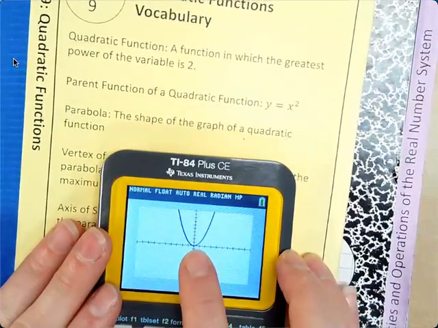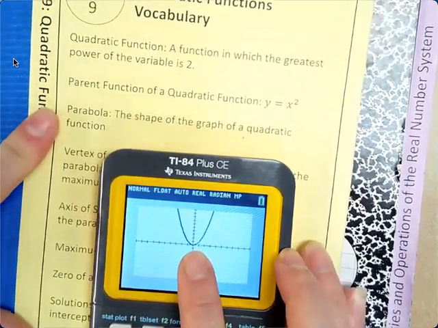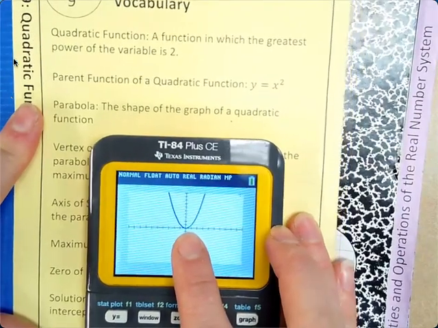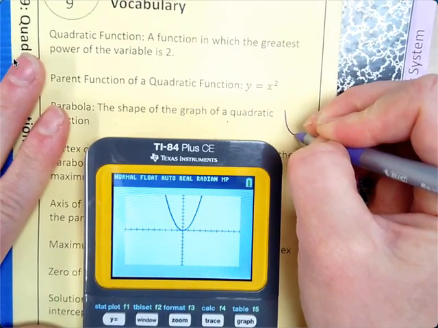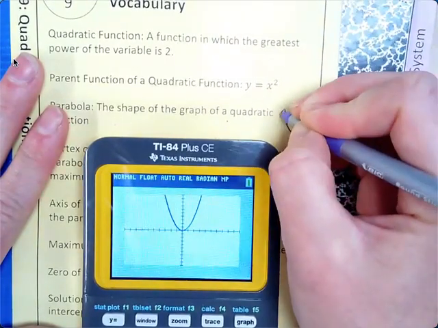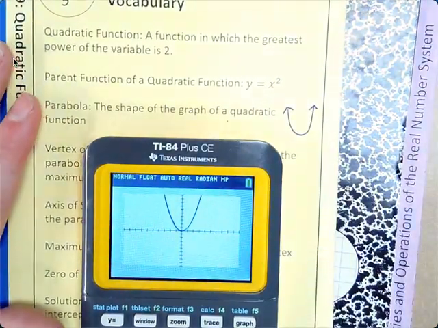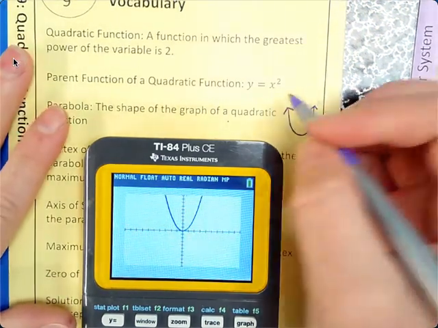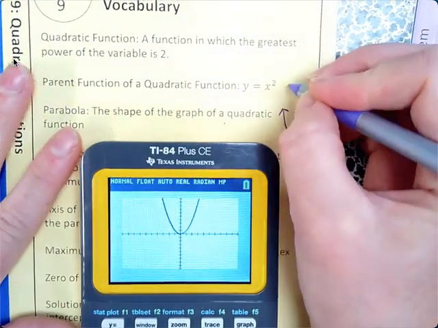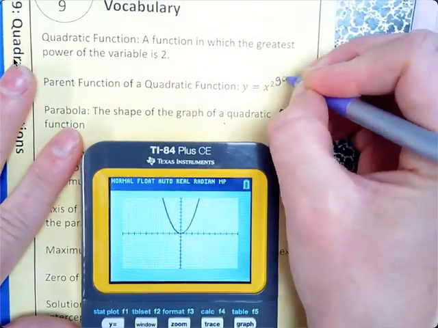This is called a parabola. So parabola is the next vocab word, the shape of a quadratic function. So why don't we draw a picture of it? That is a parabola. Parent function, I do want to put on here, goes through the origin.